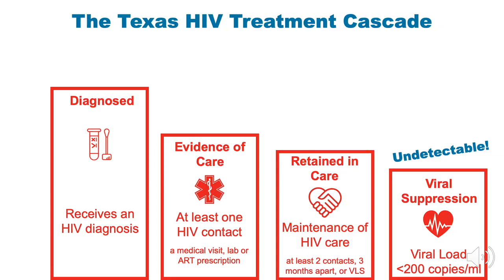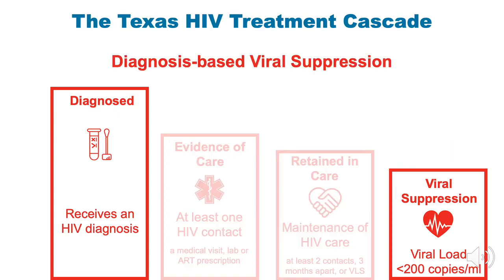There are 2 different ways for us to look at viral suppression: diagnosis-based viral suppression and in-care viral suppression. Diagnosis-based viral suppression starts with everyone who has received an HIV diagnosis and looks to see how many of those folks have been able to achieve viral suppression. This lets us know what HIV looks like in an overall community, and what proportion of folks in a community potentially have higher viral loads.